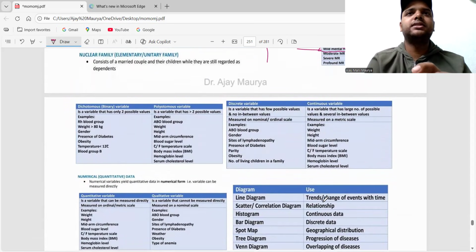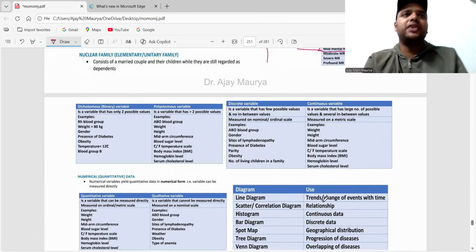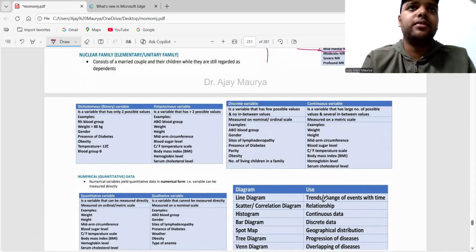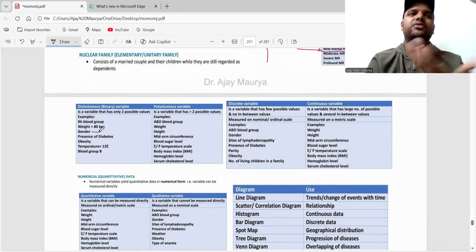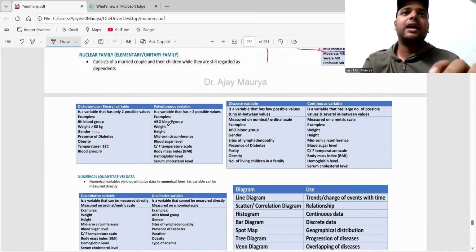Okay, next one here. There are some from PSM only. What are dichotomous variables and polytomous variables? For example, gender has only male and female. Male, female, obesity, thin or fat, temperature less than or more than. That's it. But here we see weight in kgs, with more than 2 positive values. Okay?